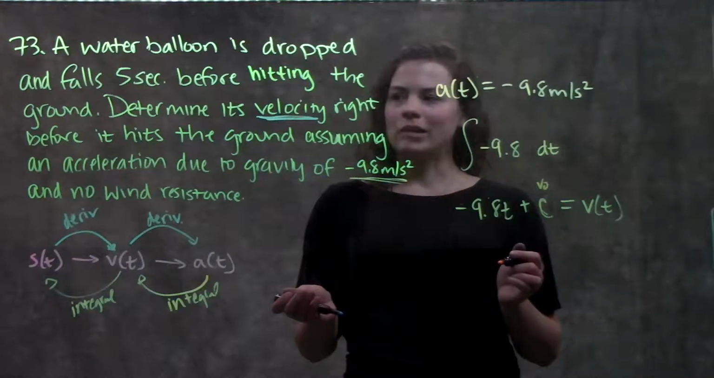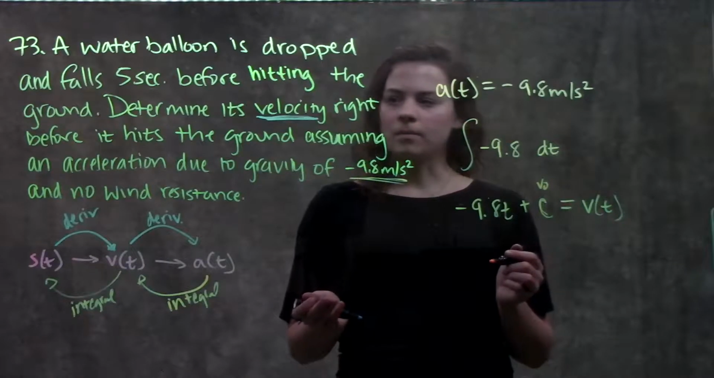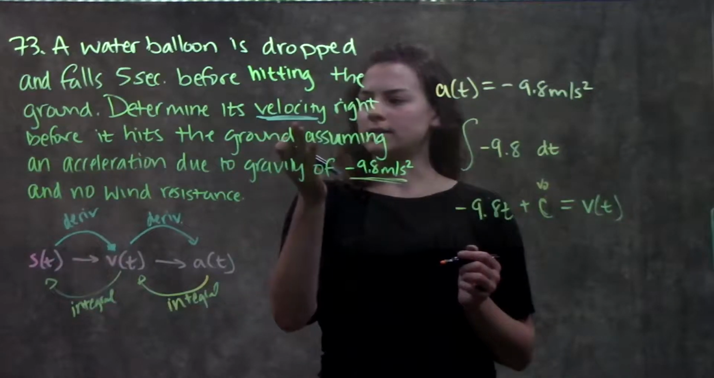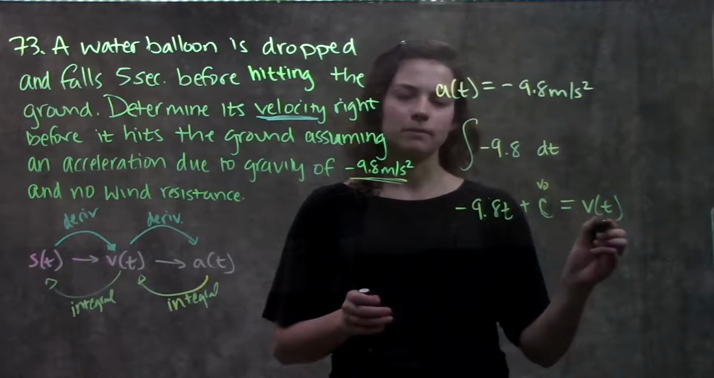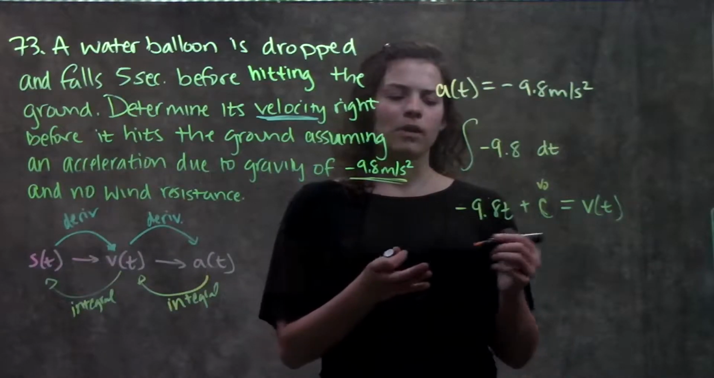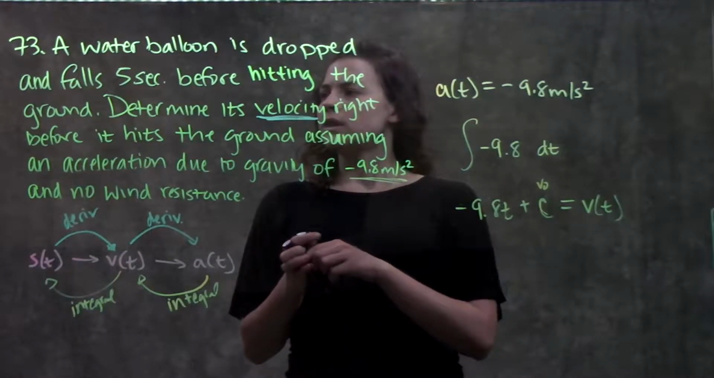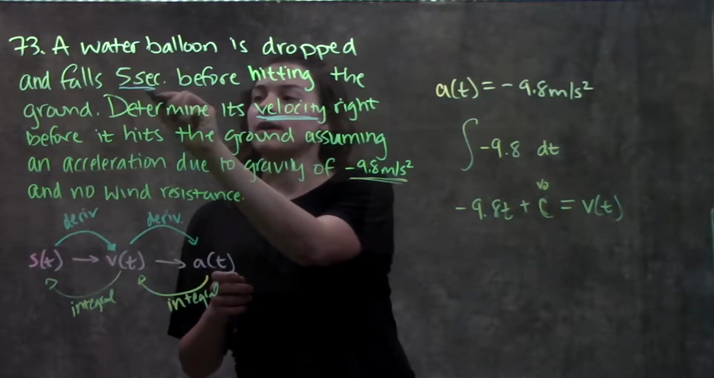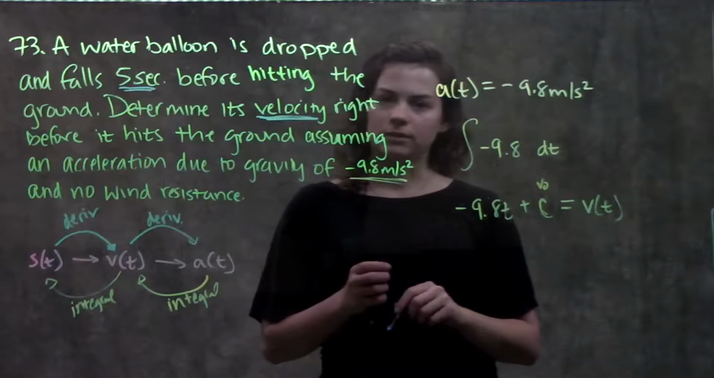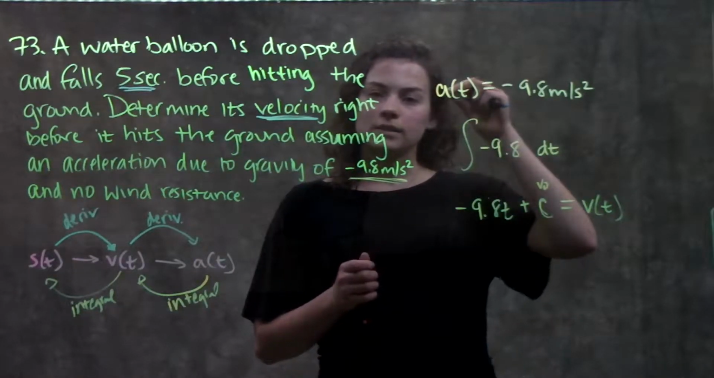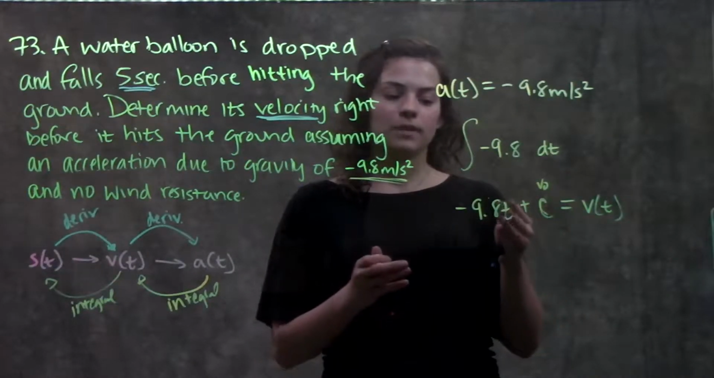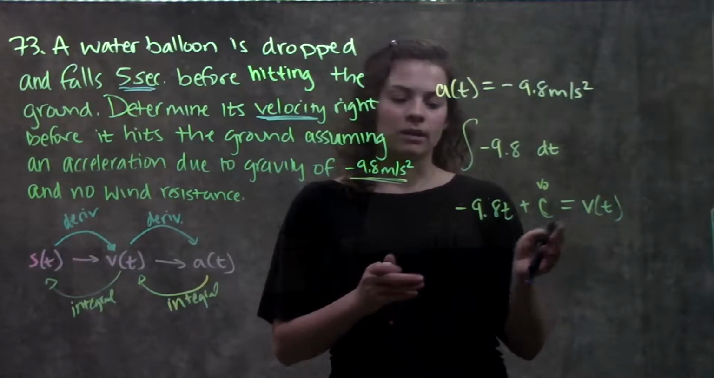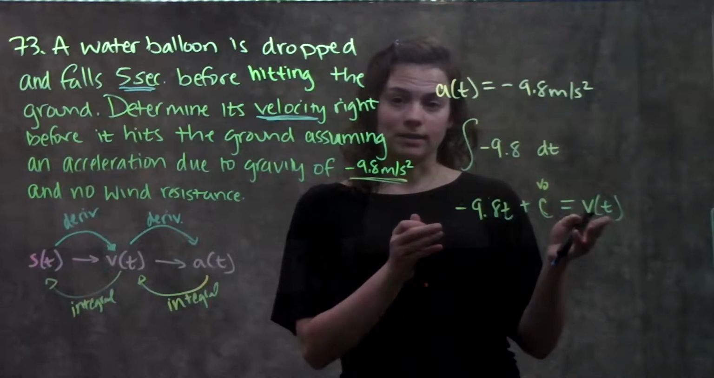Okay, so let's see what else they tell us in the problem. Because remember, they're asking for its velocity right before it hits the ground, so we're looking for some value of v of t. But right now we have too many unknowns. So they also tell us that it's dropped and falls for 5 seconds before hitting the ground. So it's starting at some point up here, it's dropped, and after 5 seconds, it's about to hit the ground. That's the point we're interested in the velocity.